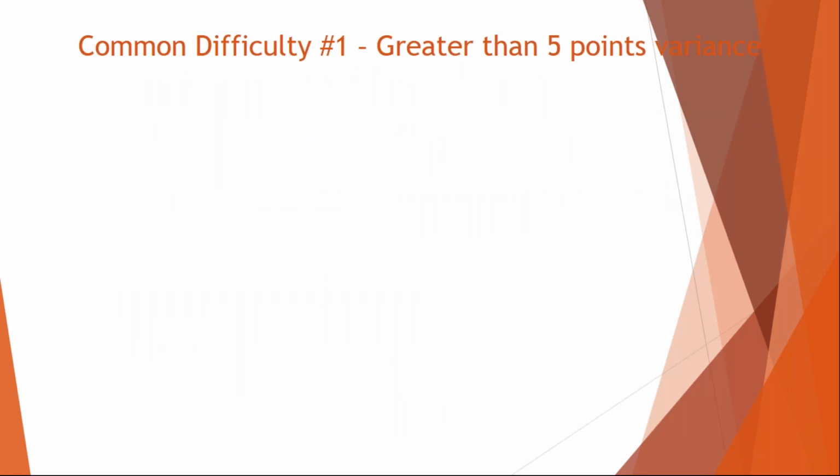Common difficulty number one is when you have student athletes with greater than 5 points of variance in their individual ratings.